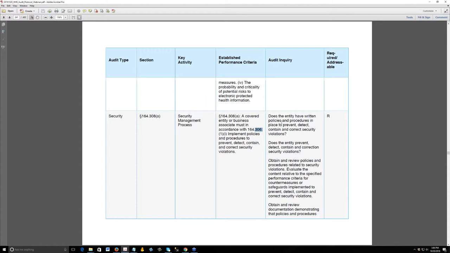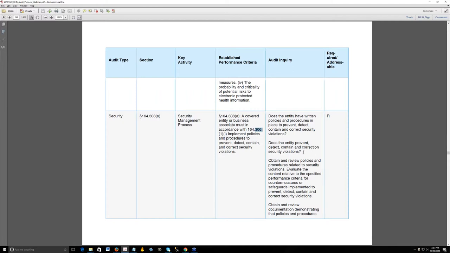Let's see where they bring this up. Okay, this is audit inquiry. This is what they're going to ask you about in a security rule. First standard, okay, the first and most important standard is the first one in the security rule under 308. Okay, and we're in the administrative safeguards. Okay, so does the entity have written policies and procedures for, so you have a policy, right? That's a starting point. Does the entity prevent, detect, contain, and correct security violations?